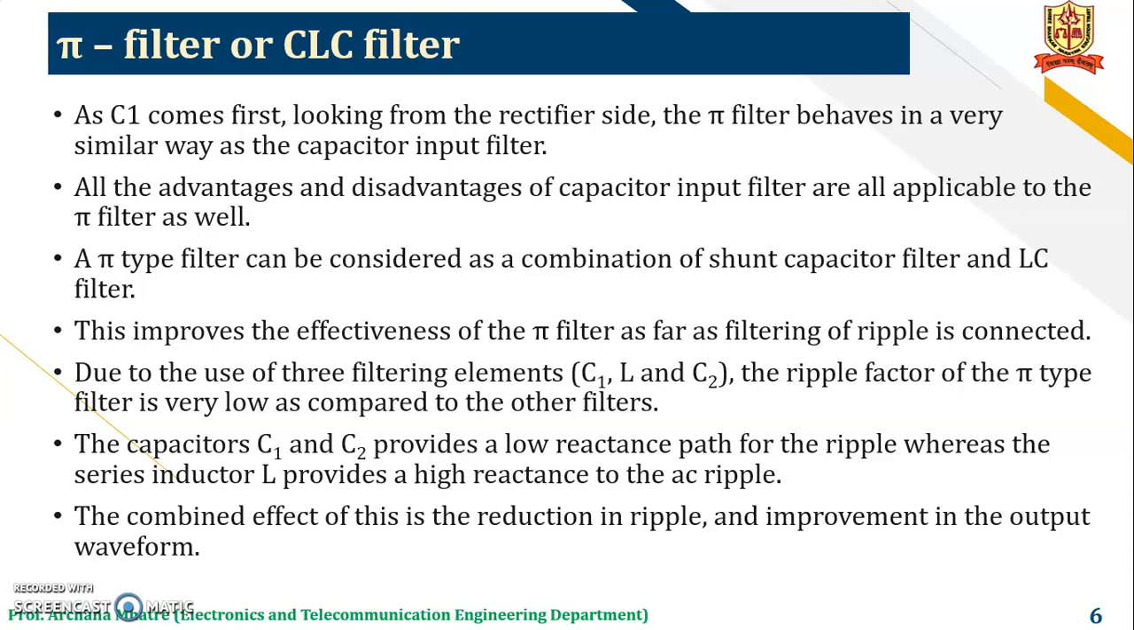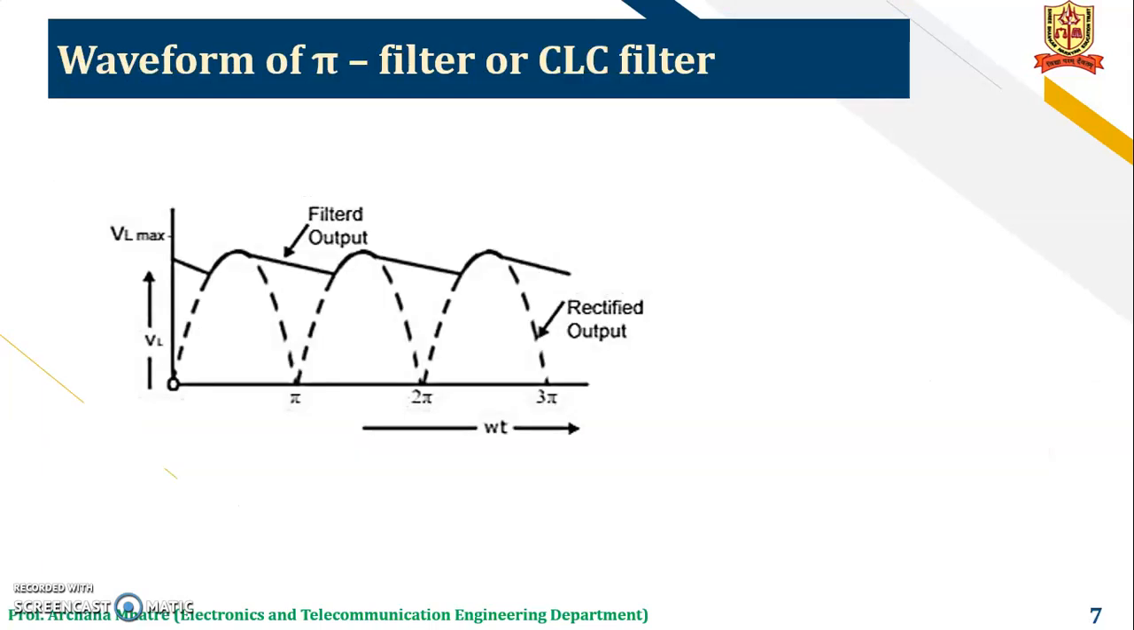The capacitors C1 and C2 provide a low reactance path for the ripple, whereas the series inductor L provides a high reactance to the AC ripple. The combined effect of this is the reduction in the ripple and improvement in the output waveform. Now this is the waveform of the pi filter or CLC filter.